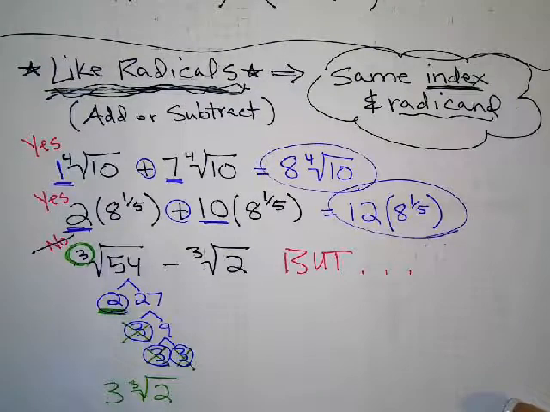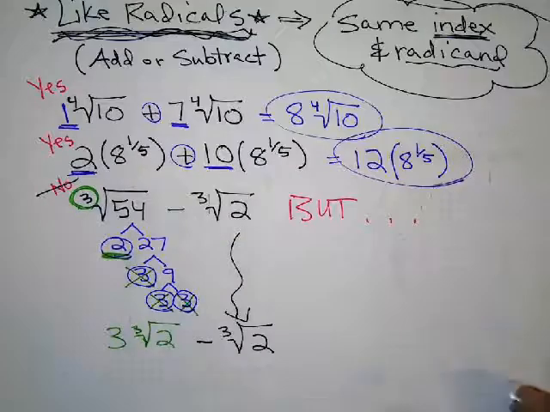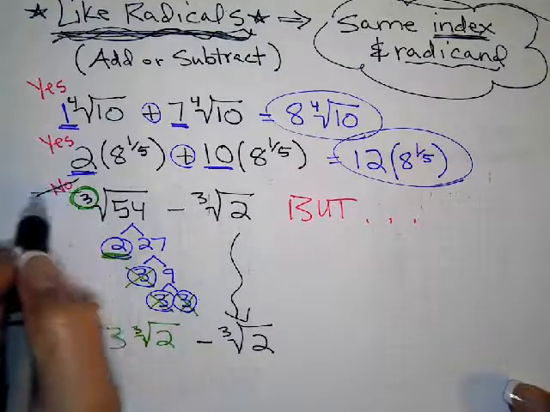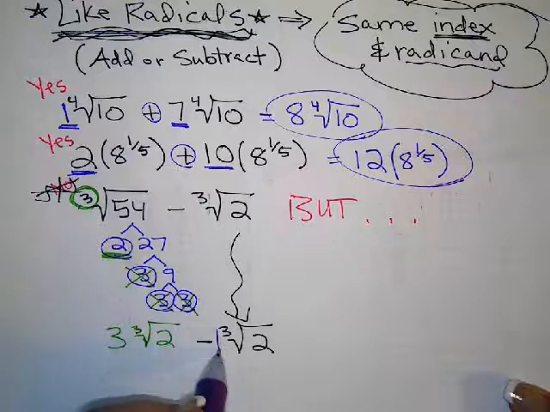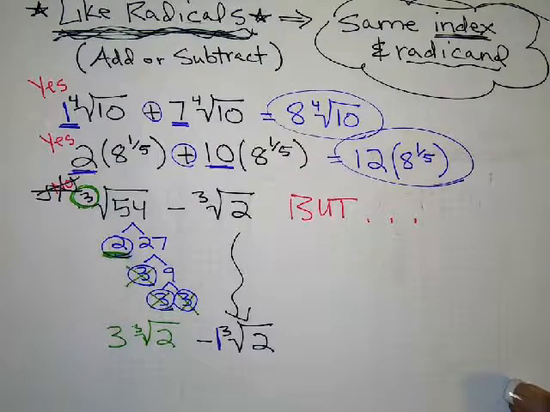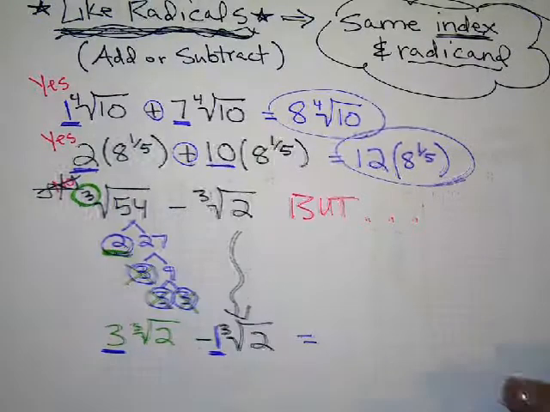So sometimes you might have to break down the bigger one to see if it is truly a no or a yes, because this one actually does work out. And we can work it out to get an answer. And what would we get? What's really in front of this one? A 1, but it's 3 minus 1, which gives me how many cubed root of 2? What would be my answer? 2.